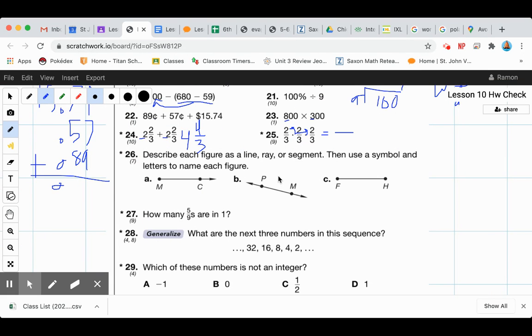Describe each figure as a line, ray, or segment, then use a symbol and letters to name each figure. This only has one endpoint, which makes it a ray. And since it has one endpoint, we do not go in alphabetical order. It should be MC with the ray symbol over it.